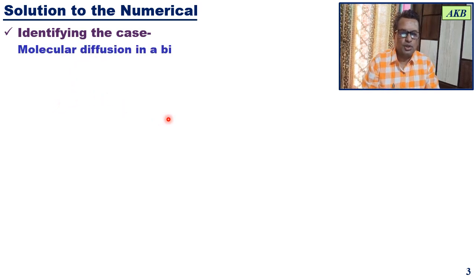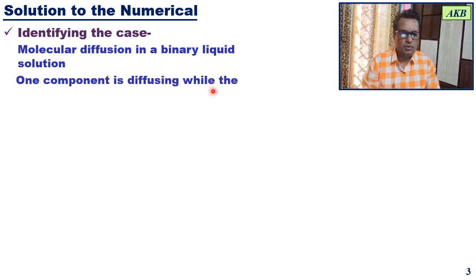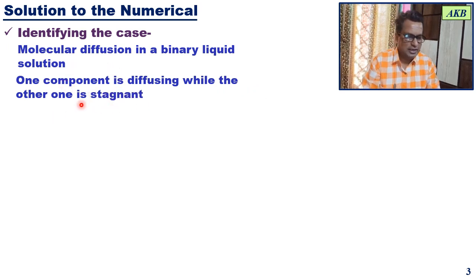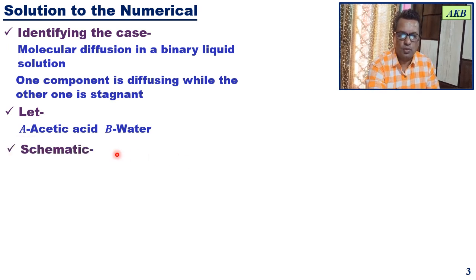So this is molecular diffusion in a binary liquid solution. So a binary system is involved. There are only two components, acetic acid and water. One component is diffusing while the other component is stagnant. Acetic acid is diffusing and water is stagnant. So for our discussion, we will let capital A represent acetic acid and capital B represent water. This is for our understanding. So A in the mixture is acetic acid and B is water.